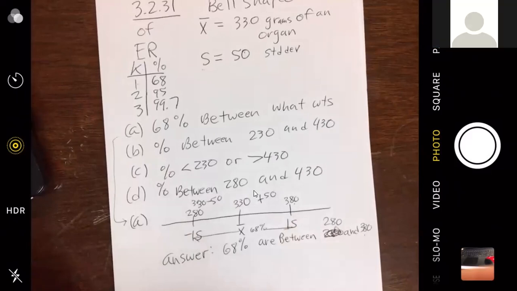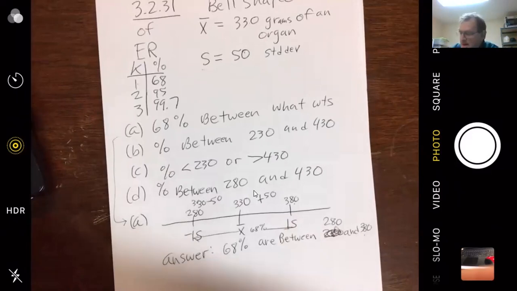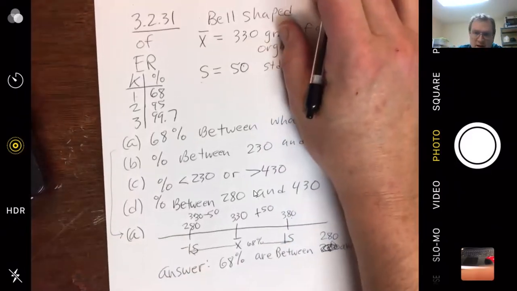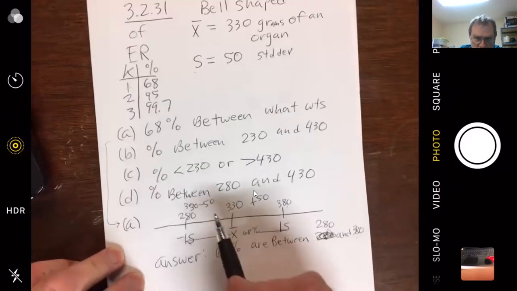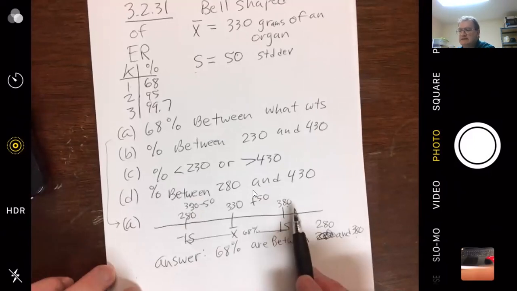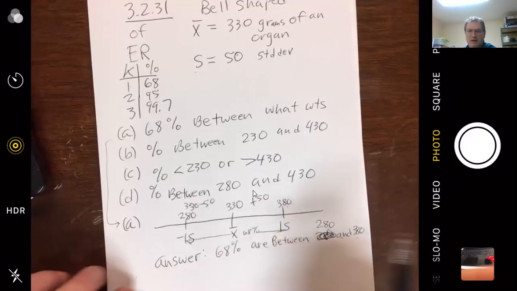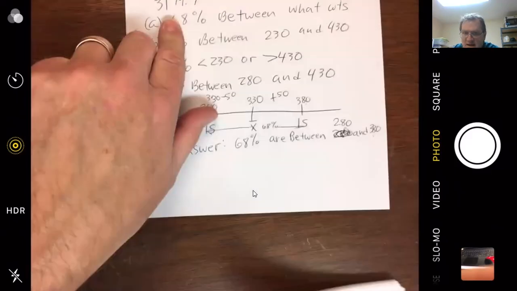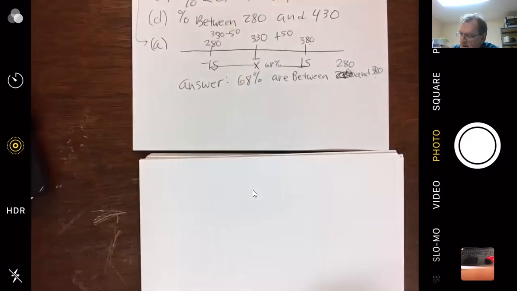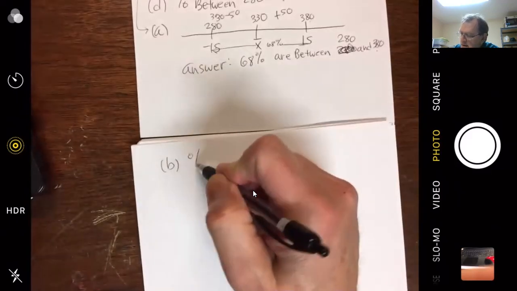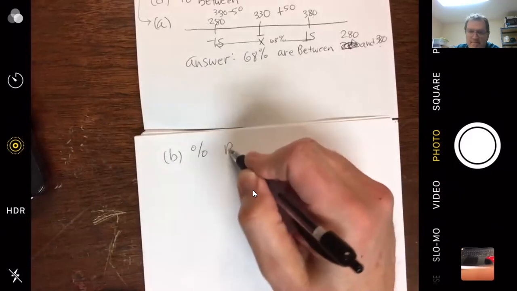Yes, please. Okay. Are we ready for B? Yes, please. Okay. B is kind of the reverse. They're going to extend it out to 230 and 430. And we're going to ask what percent. All right, so B says percent between 230 and 430.